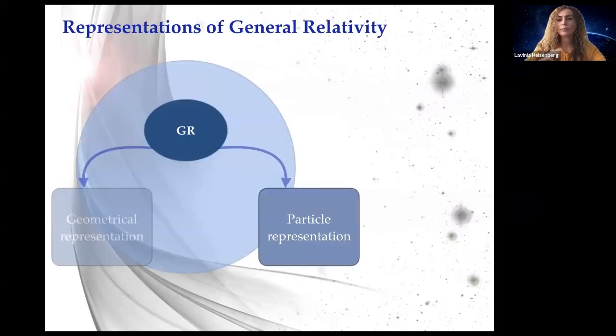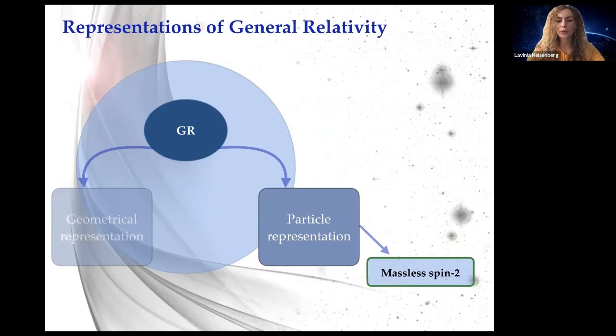So this is a whole change of, yet again, interpretation of gravity. Now we give up on the fact that space-time is curved or whatever. Instead, there is a particle. And in this particle representation, what corresponds to GR is given by a massless spin 2 particle. And this is really unique. We have seen in the geometrical representation that the same theory we could describe in three different ways.